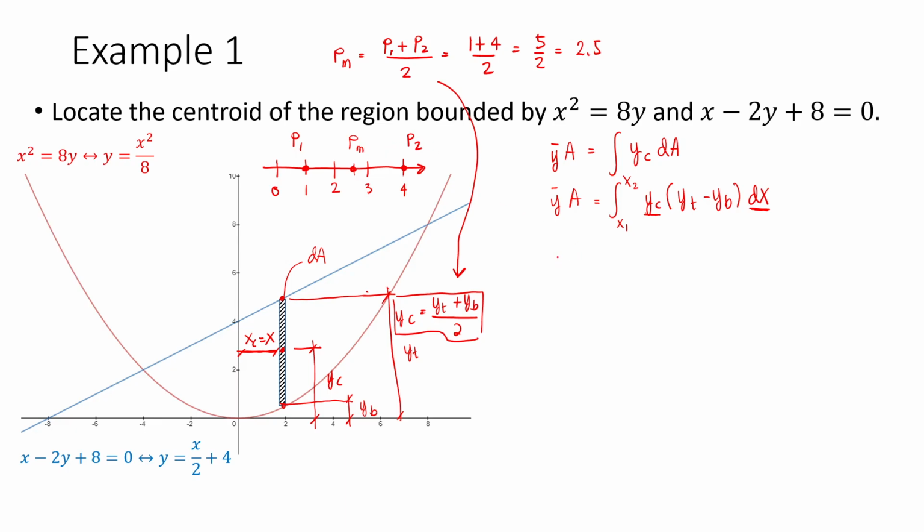So that's why if we try to further apply or translate the equation, this becomes x sub 1, x sub 2, and then your y sub c becomes y top plus y bottom over 2, then y top minus y bottom dx. So that's how you translate your equation.